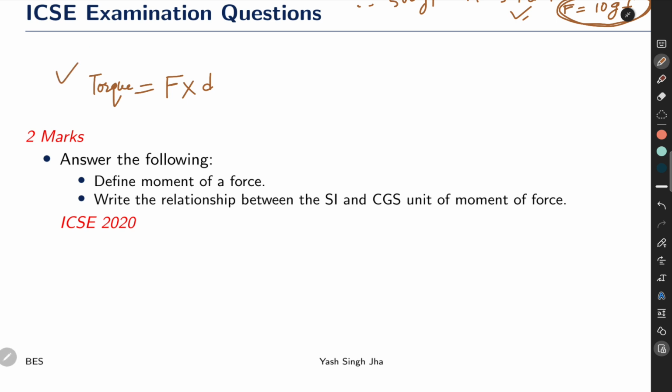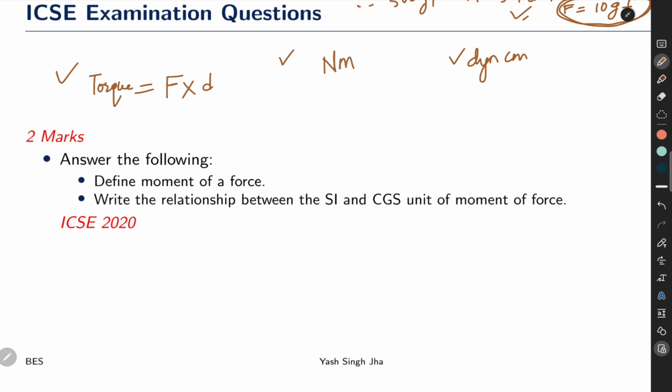What is the SI unit of force? It is Newton. SI unit of distance is meter. So the SI unit of moment is Newton meter. What is the CGS unit of force? Dyne. CGS unit of distance? Centimeter. Correct? So the CGS unit of moment is Dyne centimeter.